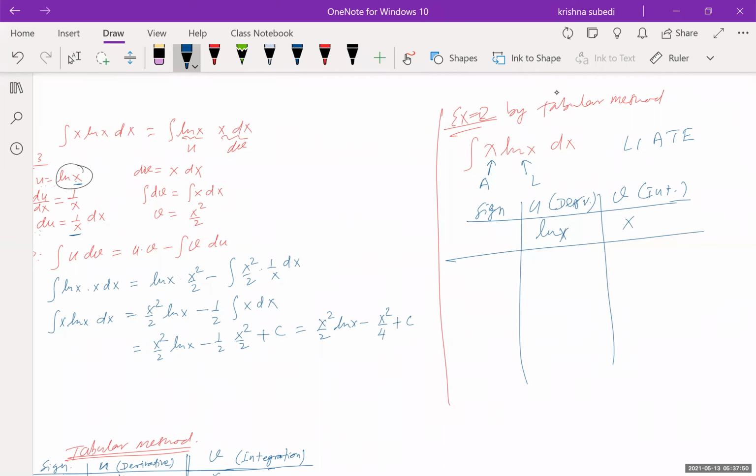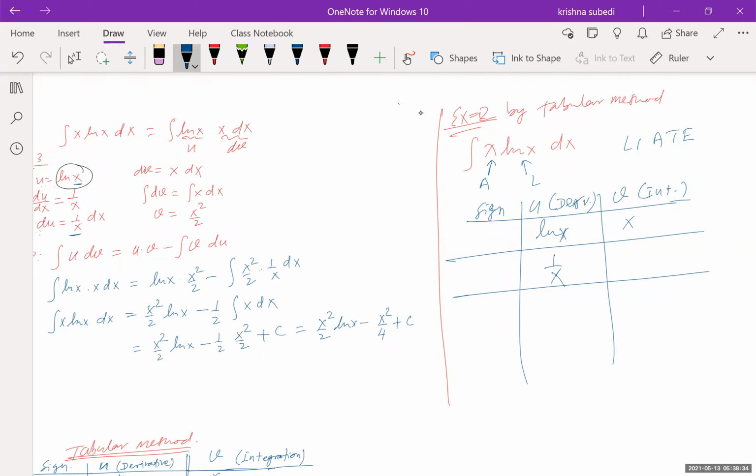So for these kind of problems, the tabular method doesn't work as nicely as we saw in the previous example, but still we can use it. As you can see, derivative of ln x is 1 over x. Now, if you keep on finding the derivative, it is never ever going to be 0. You can find the derivative throughout your life and still you are not going to get 0.